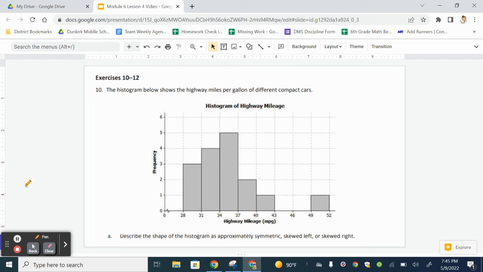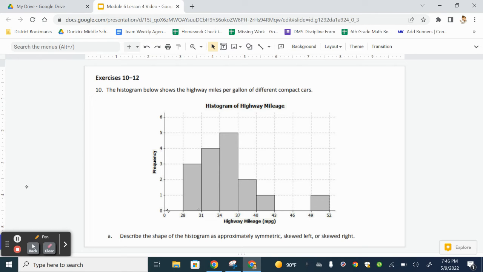So, number 10. The histogram below shows the highway miles per gallon of different compact cars. All right, let's analyze this. So this is a histogram of highway mileage. The horizontal line indicates the highway mileage, or miles per gallon. So how many miles you can drive per gallon of gas. And this is the frequency. So this is how often, or how many cars that happened to, on the ones that they looked at.